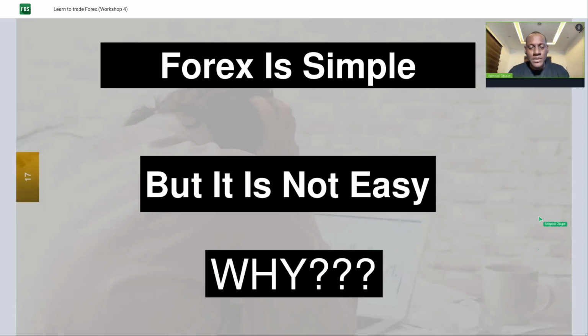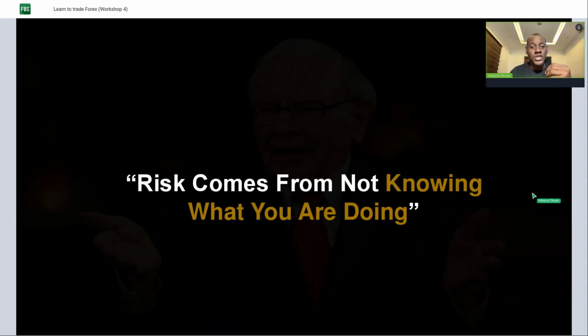So Forex is not simple. Forex is not easy, but it's very simple. And the reason is because of risk. Many of you don't understand risk, and you don't understand your emotions. And that's why you are losing. Even though you have the best strategy, if you don't have the correct psychology, you will blow your account.